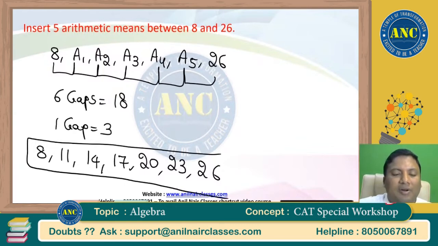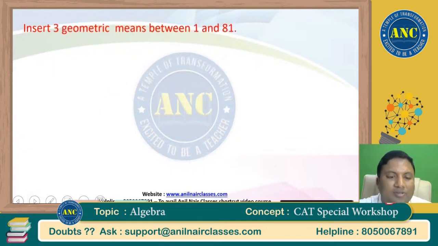No formula required. Total there are 6 gaps. So 6 gaps have moved the value from 8 to 26. So the total gap value is 18. One gap is 3. 8 plus 3, 11, plus 3, 14, plus 3, 17, plus 3, 20, plus 3, 23, plus 3, 26.